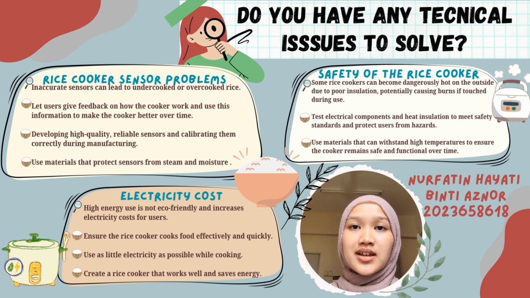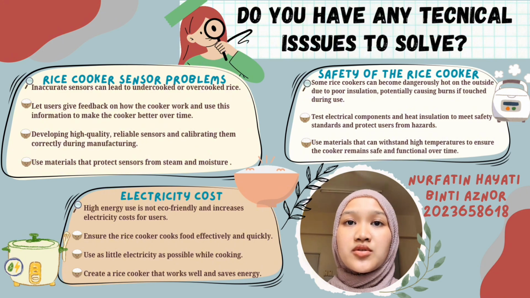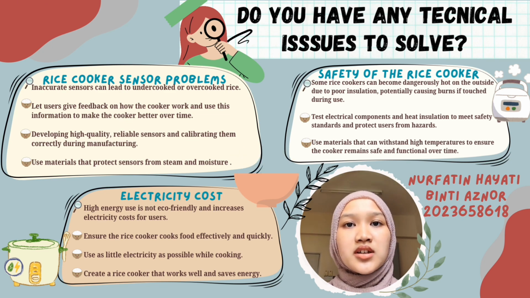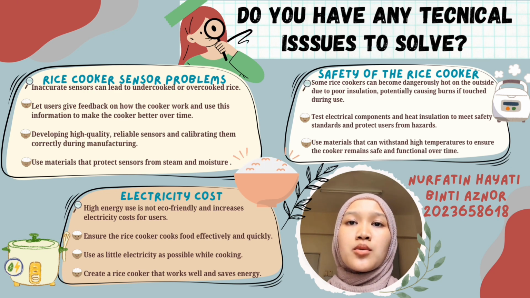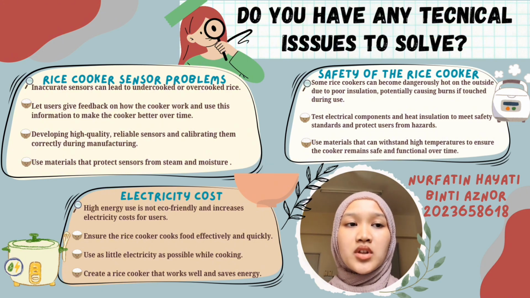Some rice cookers can become dangerously hot on the outside due to poor insulation, potentially causing burns if we touch them during use. So the first method that we can use is to test the electrical component and heat insulation to meet safety standards and protect users from hazards. And the second one is to use material that can withstand high temperature to ensure the cooker remains safe and functional over time. So, it shows that the most important thing is that the material of each component must release heat and direct heat quickly. And the last one is about the electricity cost.